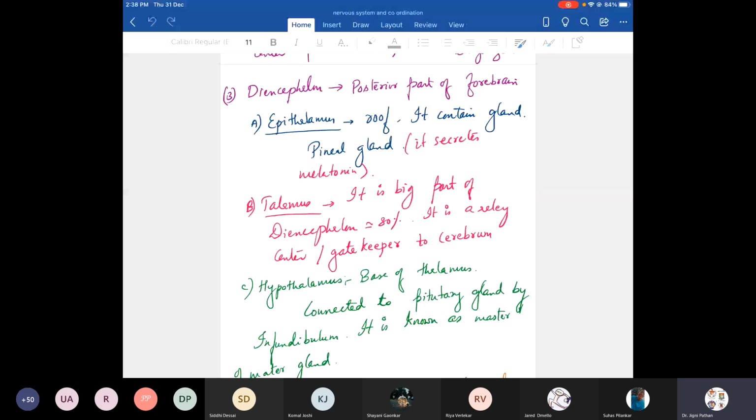No, not that infundibulum. This is a different one. Don't confuse it with that. That infundibulum is present in the female reproductive tract. That is different. This one is present in the brain.